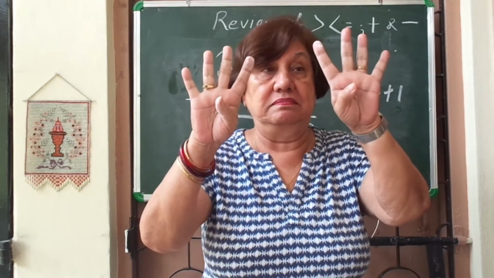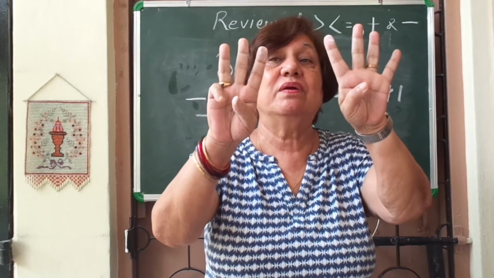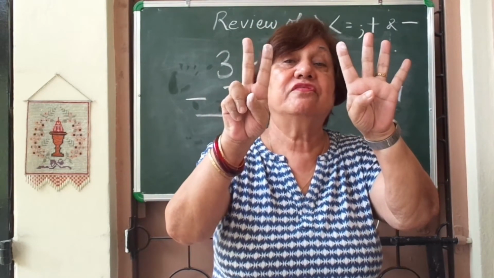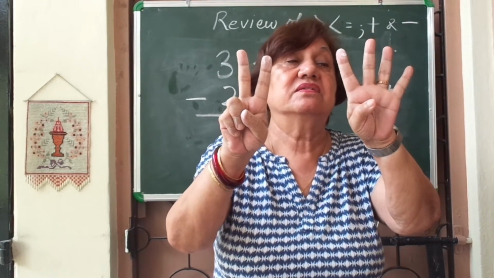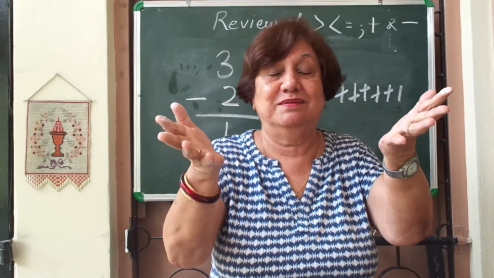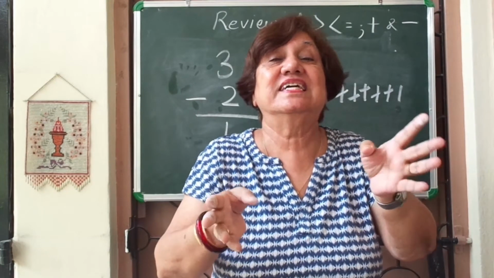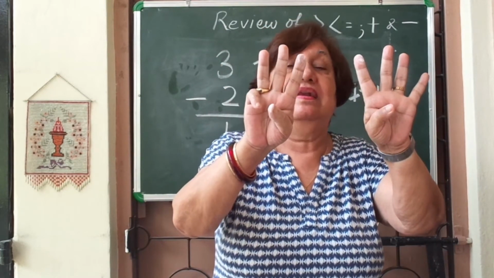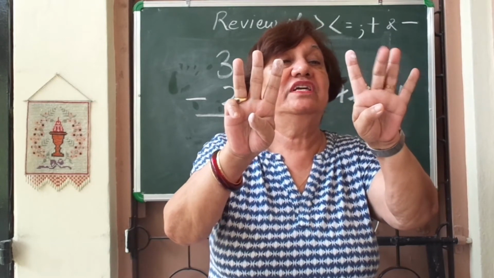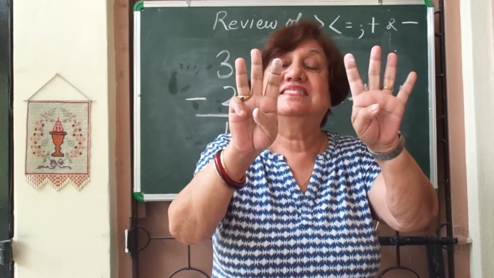Now 8 take away 1. What comes before 8? 7. 1, 2, 3, 4, 5. Oh, I put my wrong finger up. Just look at Katie auntie. Once again, 8 take away 1. So how many fingers will I have left? 1, 2, 3, 4, 5, 6, 7.